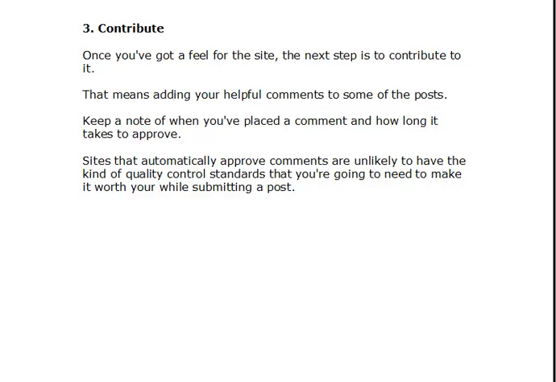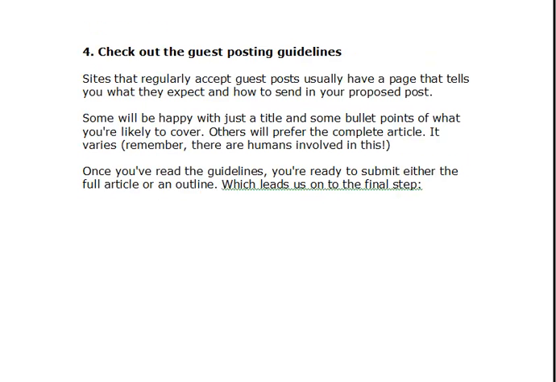And what tends to happen is, especially for your first comment, sites do take a while. Sites that automatically approve comments are unlikely to have the kind of quality control standards that you're going to need to make it worth your while. And you'll be able to tell again, unless it's a really, really buzzy topic, chances are it won't have hundreds of comments on it. Once it's passed all those tests, then check out the guest posting guidelines.